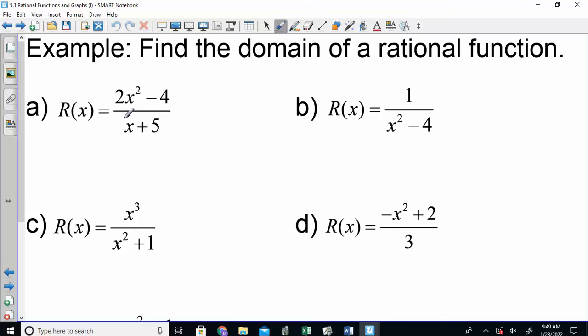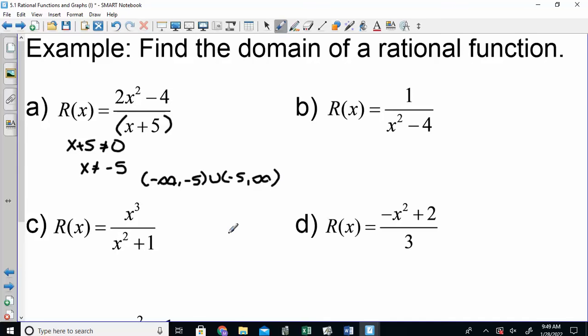So when I look at this, I'm only looking at the bottom. And when I find the domain, I know that the bottom cannot be 0. So on this one, x cannot be -5. In interval notation, that's everything except -5. So it's everything smaller than that and everything bigger than that.